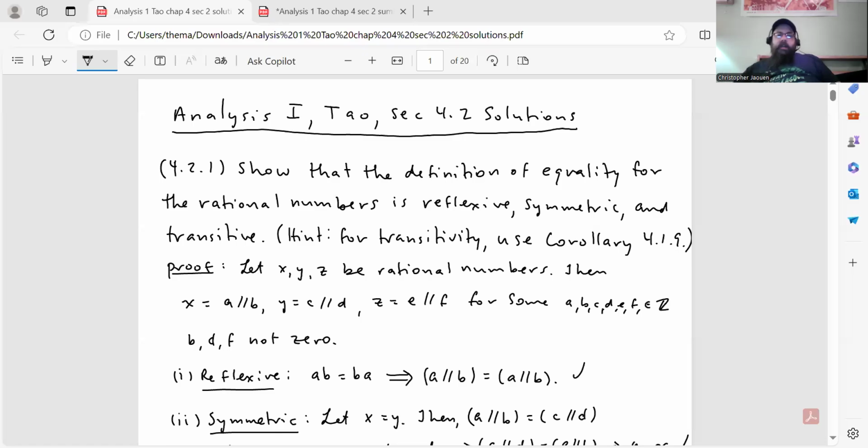Okay, so 4.2.1 wants us to show that the equality on the set of rational numbers, the way that we defined it, is an equivalence relation. So we have to show that the equivalence of rational numbers is reflexive, symmetric, and transitive. He does give a hint here. He says for transitivity, use corollary 4.1.9.